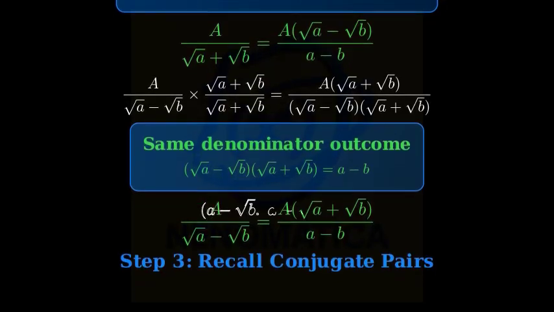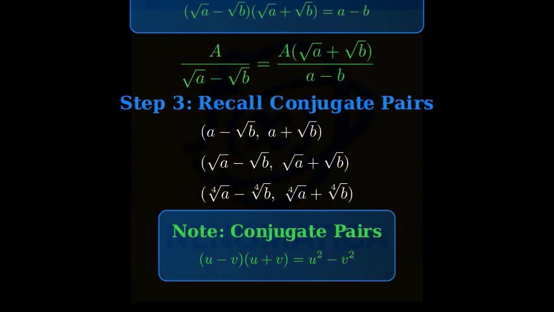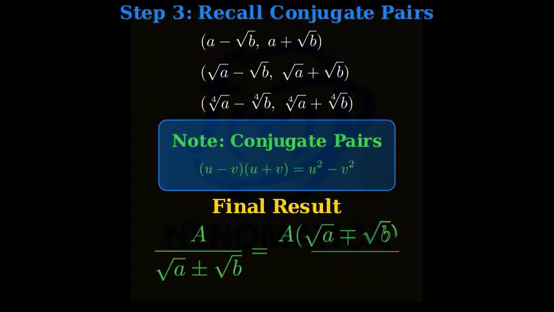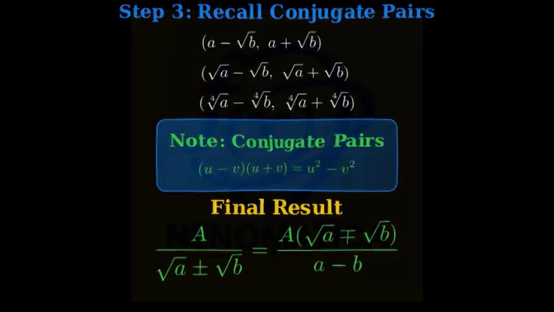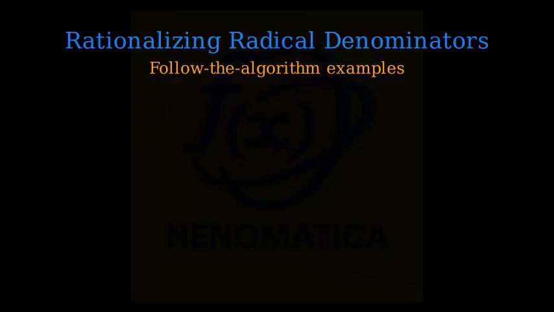We often see a minus square root of b and a plus square root of b, square root of a minus square root of b, and square root of a plus square root of b, and even fourth roots paired in the same way. Summary. For denominators of the form square root of a plus or minus square root of b, multiply by the conjugate to convert the denominator to a simple a minus b. In this lesson, we will rationalize denominators step by step, exactly following the standard algorithm using conjugates.